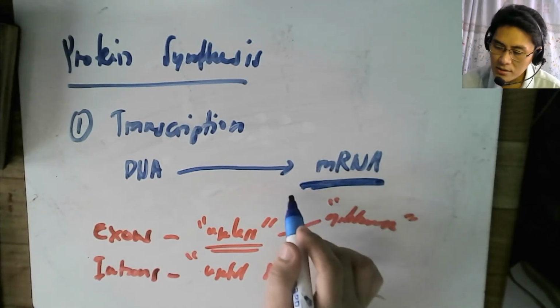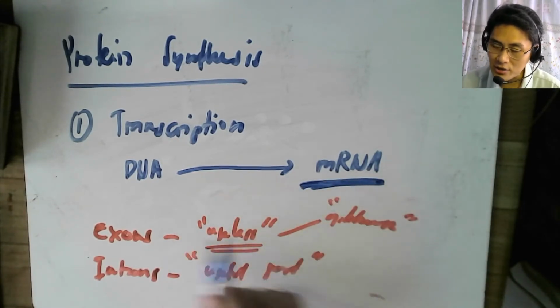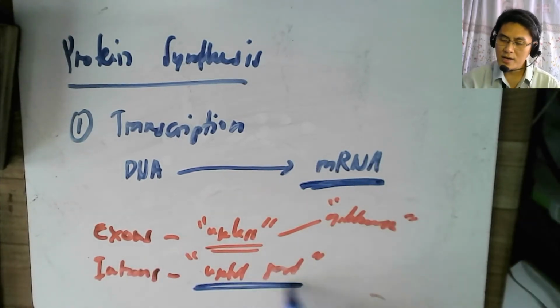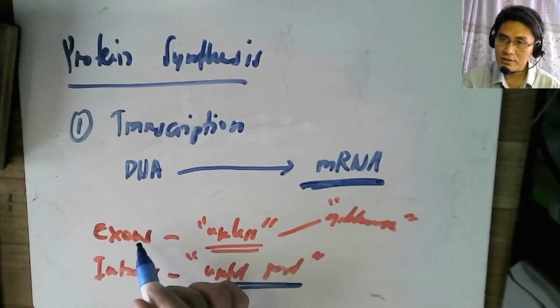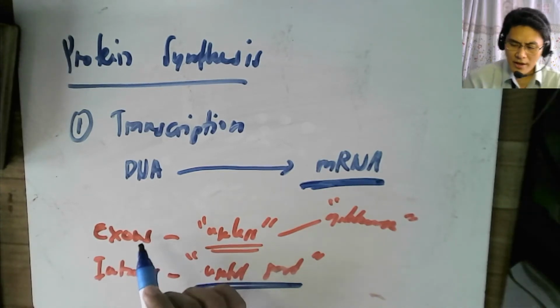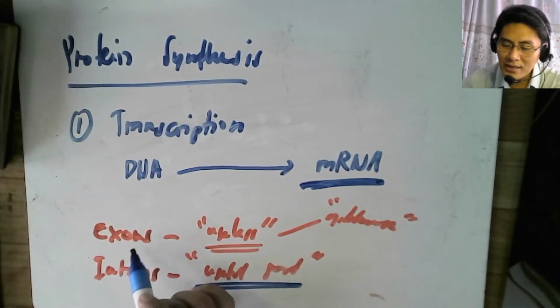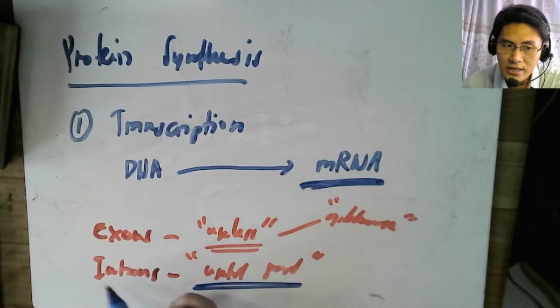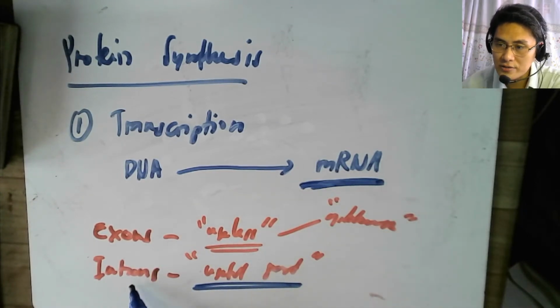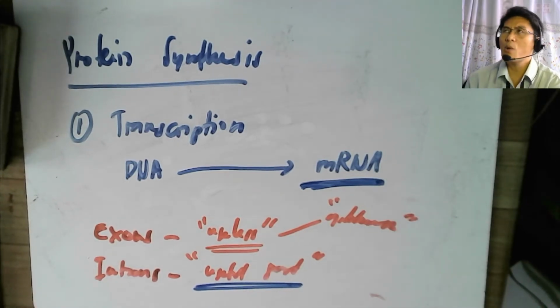Some of it are useless, called the exons. Some of it are useful, the introns. And it's only really the introns that matter. The exons do not matter. So you cut out the exons and you only keep the introns, because the introns have the useful instructions. Okay? And again, why is it like that?